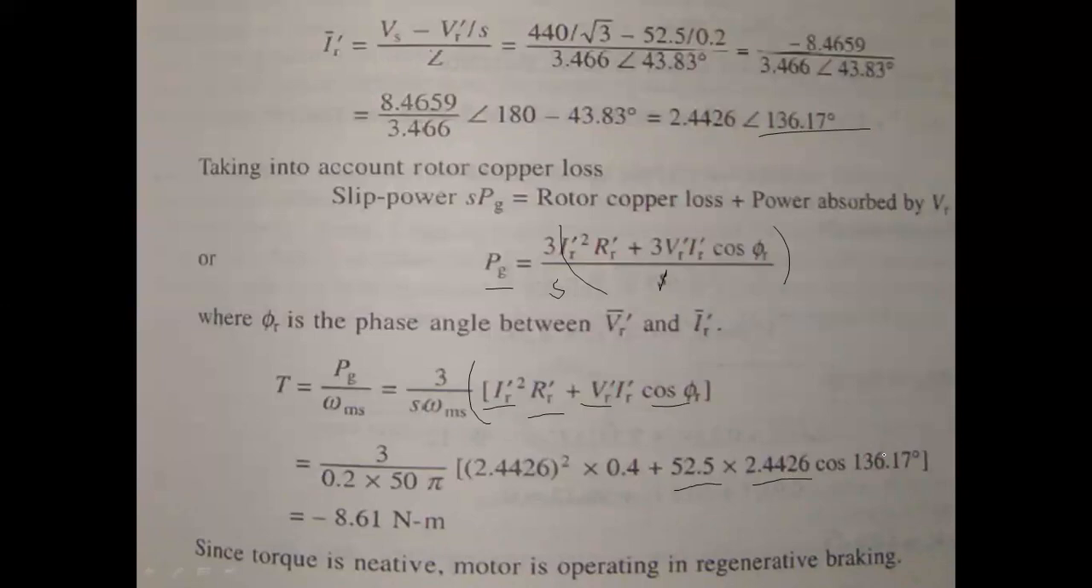So cos phi R is cos of 136.17 degrees. So see here, as we are getting the cos as a negative value, you are getting the total value in minus. So torque value is minus 8.61 Newton meters. Okay, so here we got that torque is negative. If torque is positive, we can consider it as motoring operation, forward motoring operation. But we got the torque in negative direction. So negative direction indicates that the motor is operating in regenerative braking.